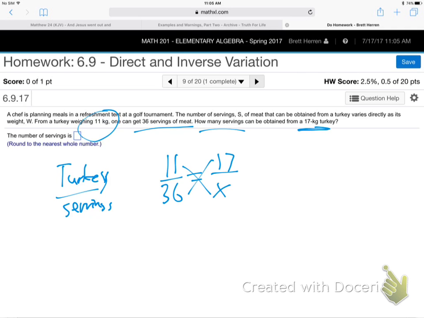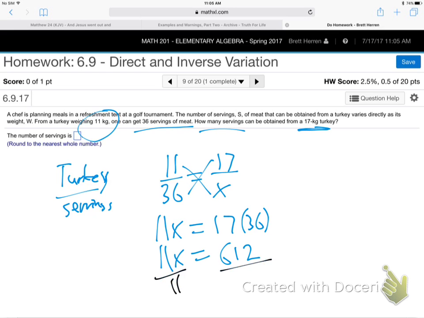Anyway, diagonal: 11x equals 17 times 36. What's 17 times 36? 612. Thank you. Last step, divide by 11. x is, I don't know, 58? 56? Exactly 56? But close enough, the nearest whole number. So round to 56. So about 56 servings.